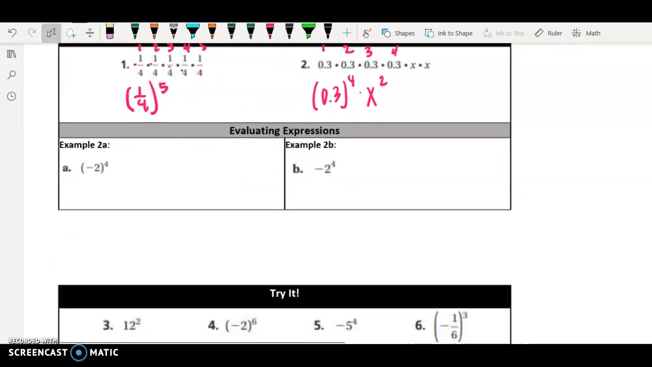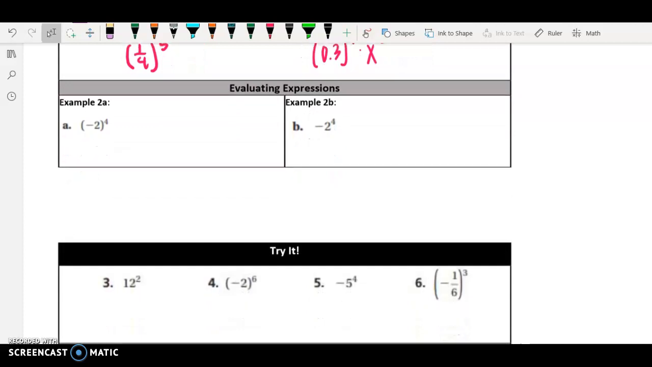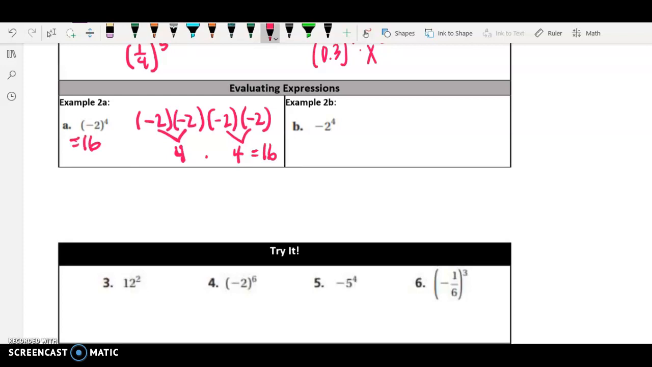All right, so now we're going to start evaluating expressions. So what we're doing is solving. (-2) to the 4th power means we have -2 times -2 times -2 times -2. When we solve this, -2 times -2 is 4, and -2 times -2 is 4, and 4 times 4 is 16. So (-2) to the 4th power is 16.